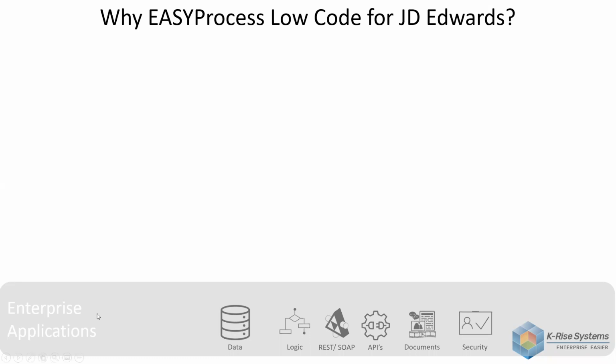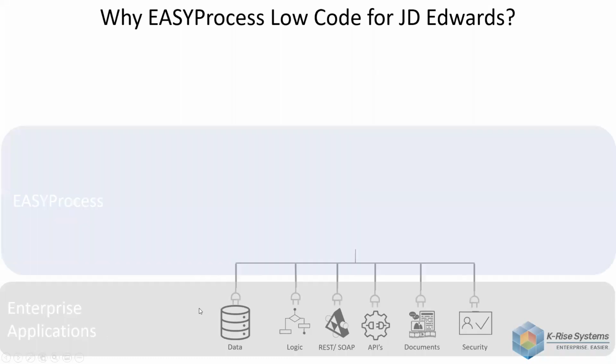So we run against JD Edwards, but we run against any enterprise application. So in this bottom part, we talk about enterprise applications and data and logic and APIs, unstructured data, identity management. And when you install EasyProcess, we connect to all of that. We don't want you to replicate anything.